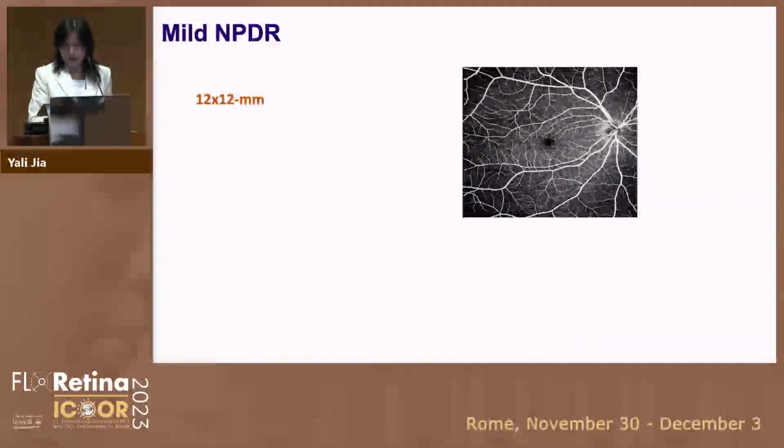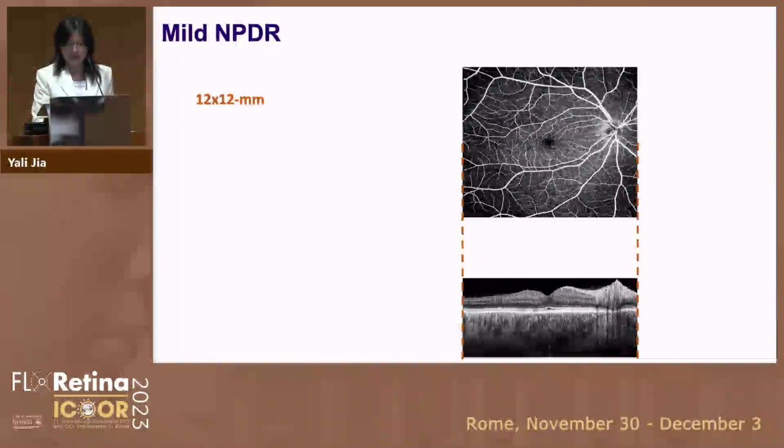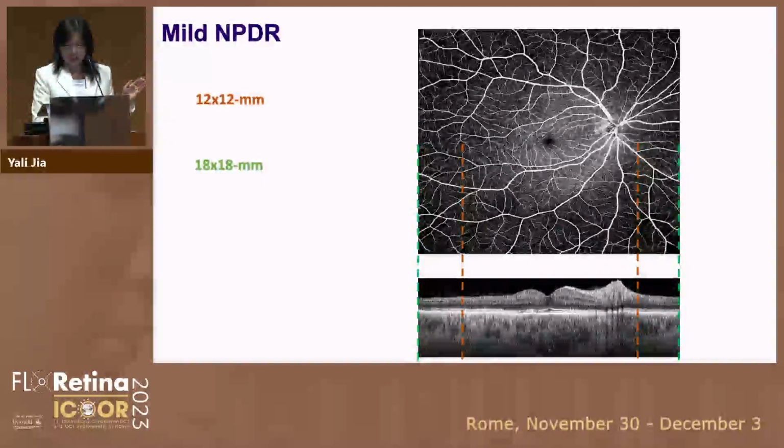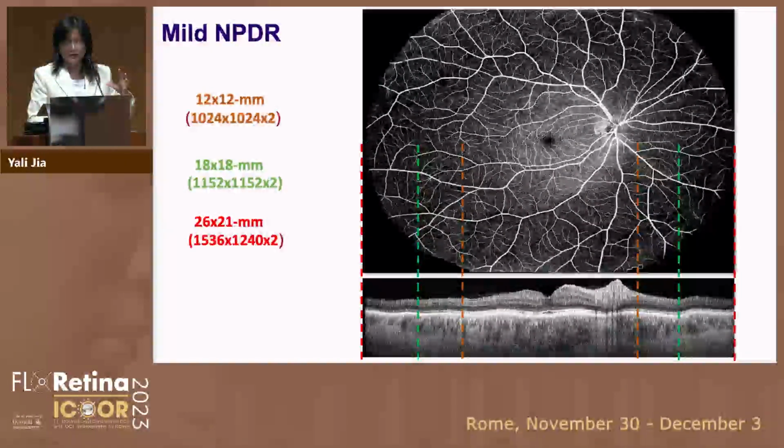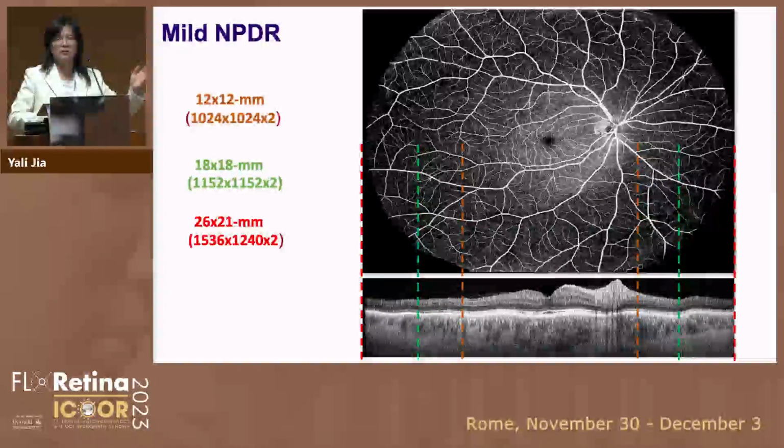I'll show you some pathology images now. That's a case from a mild non-proliferative DR. So you can see that's 12, 18, and even bigger, and the image still maintains very high resolution. The sectional image, we already flattened just to improve the visualization here.